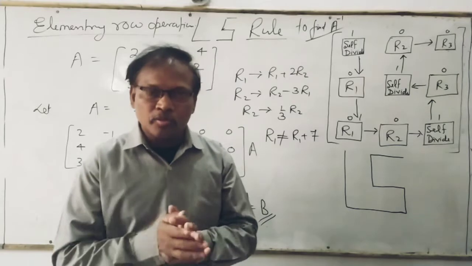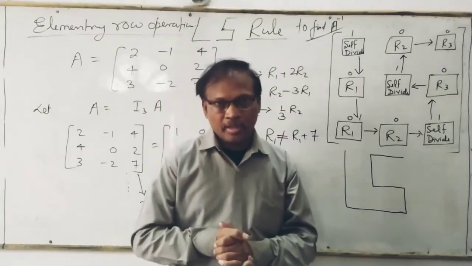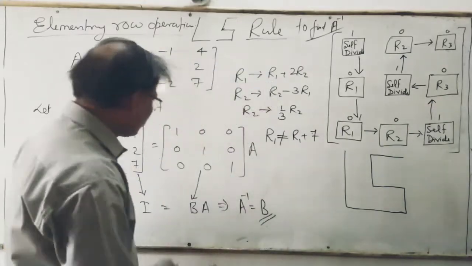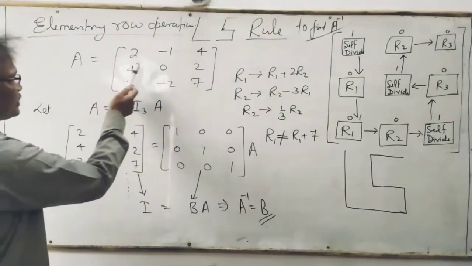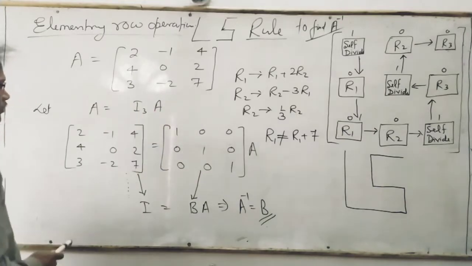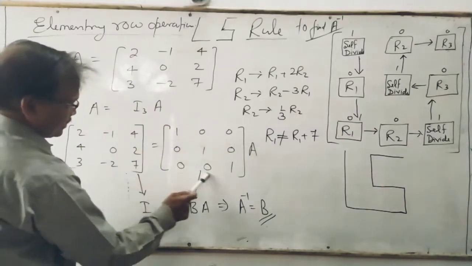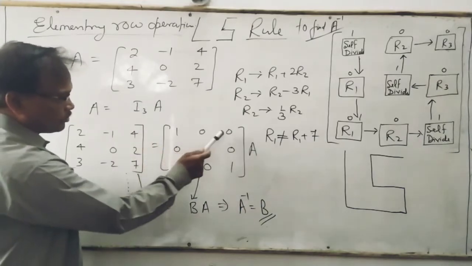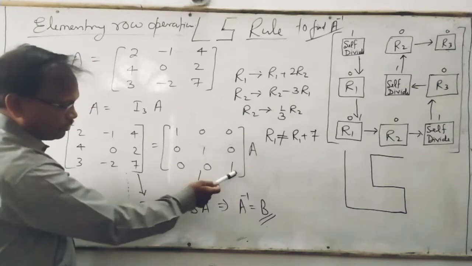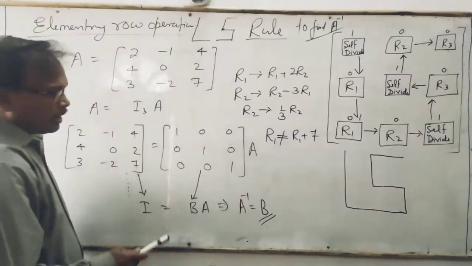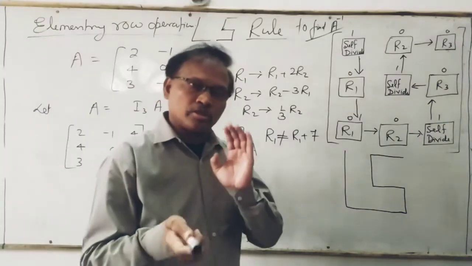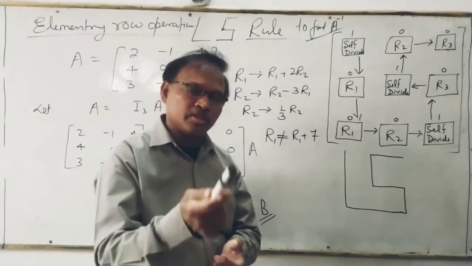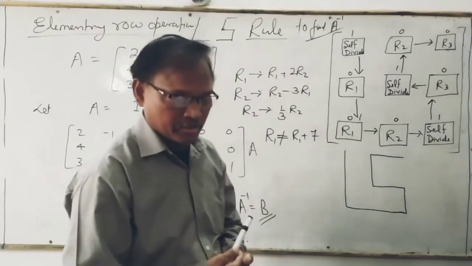I suppose that you know the 3 cross 3 matrix, and also you know the unit matrix of 3 cross 3. As you can see here, one matrix is of 3 cross 3, and this is the unit matrix I3: 1 0 0, 0 1 0, 0 0 1. What is the method to solve such questions in which you have to find the A inverse by using the elementary row operation?